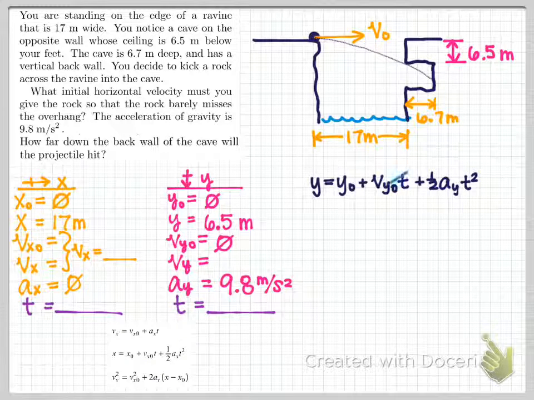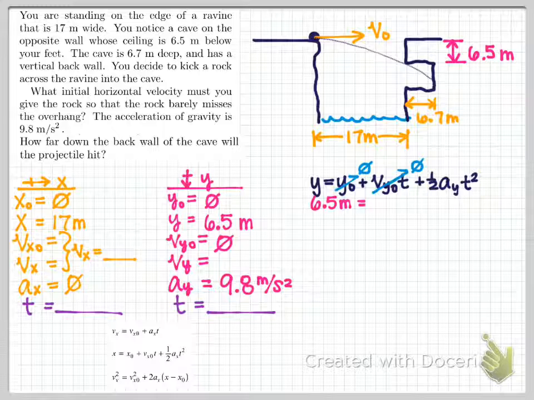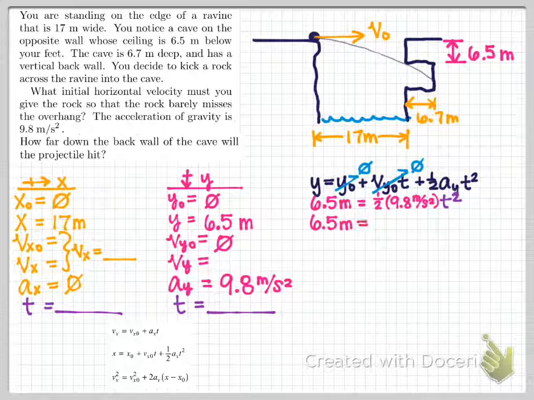Okay, my y is 6.5 meters, but before I fill that in, I can cancel some terms. Remember that y naught is 0, and Vy naught is 0 as well, so those terms go away. So y is 6.5 meters, and that equals 1/2 ay t squared. 1/2 ay, which is 9.8 meters per second squared, multiplied by t squared. Don't forget to say squared on the t here. Of course, half of 9.8 is 4.9 meters per second squared.